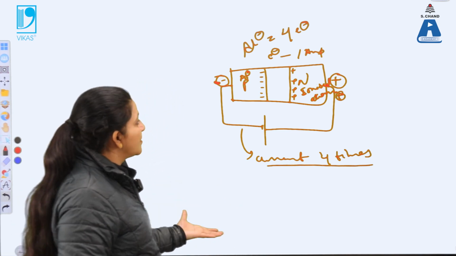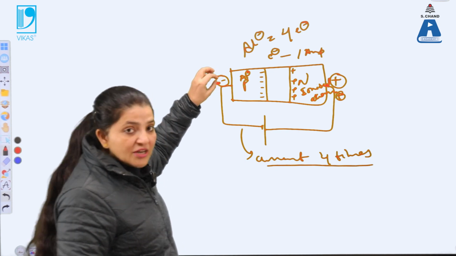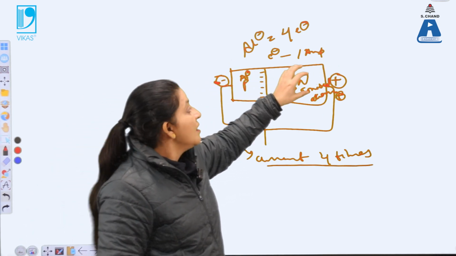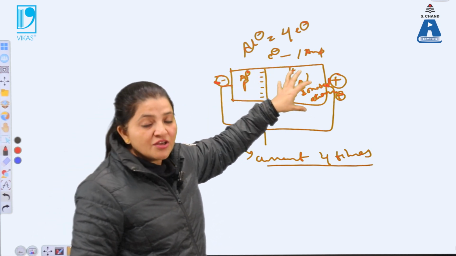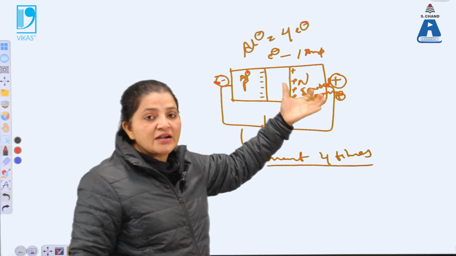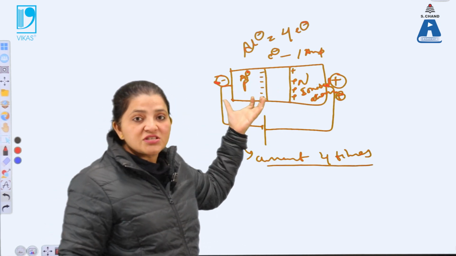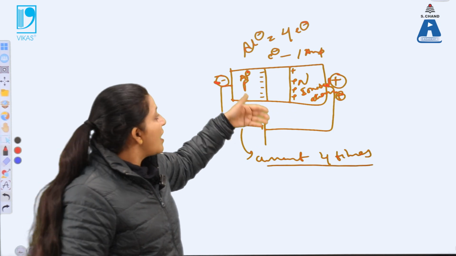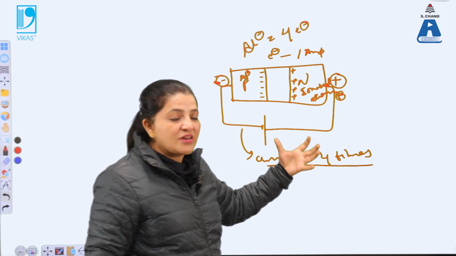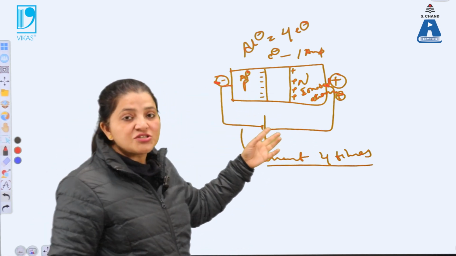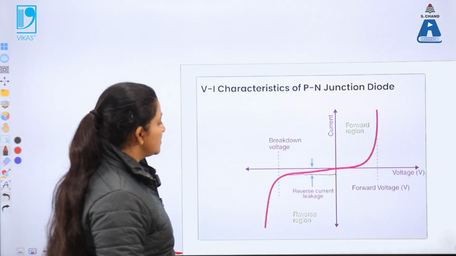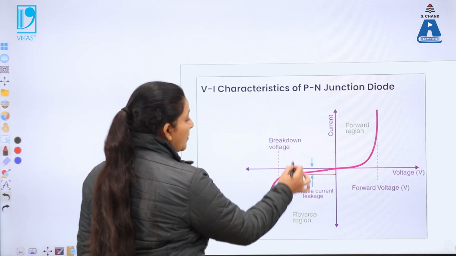So that means in the breakdown, when a large negative potential is applied to the P side and positive to the N side, except for the minority or majority charge carriers, the donor and acceptor ionized atoms will start moving. When the ionized atoms start moving, the current will be enhanced very largely. So this kind of voltage is known as the breakdown voltage, and the current is very large.